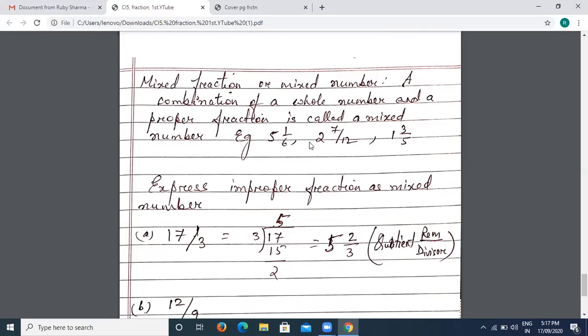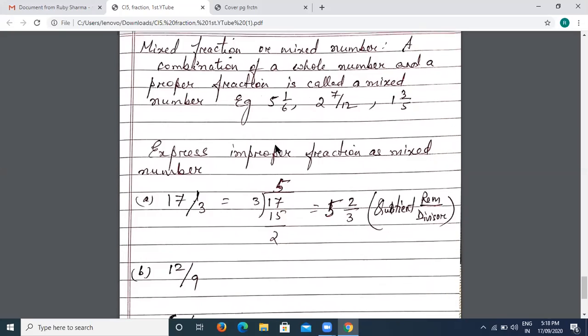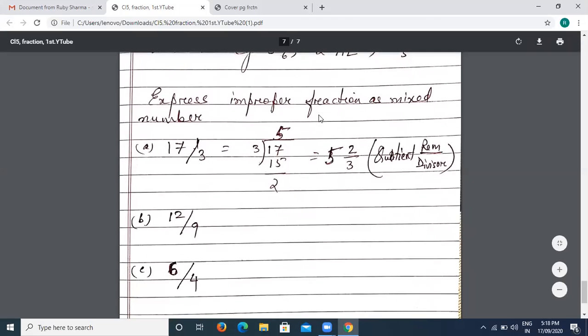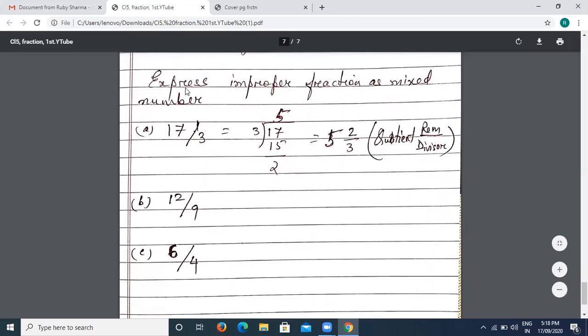But sometimes it happens in your textbook that there is an improper fraction. In that case, we convert it to a mixed fraction with a whole number and a proper fraction, and finally that whole number is added up to this. That will come later on. Till now, remember this definition: express an improper fraction as a mixed number. We have done this, with the diagram also I've shown you.